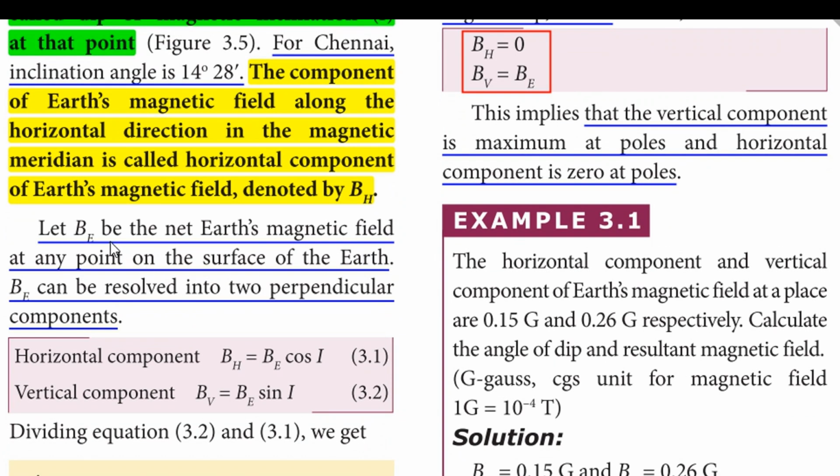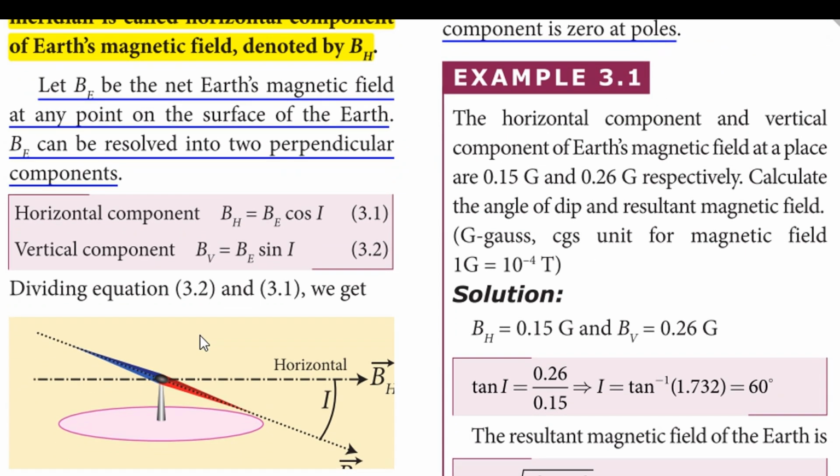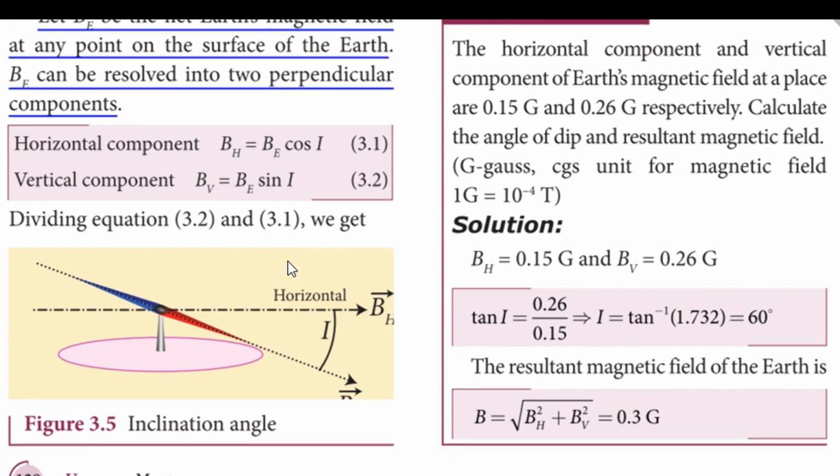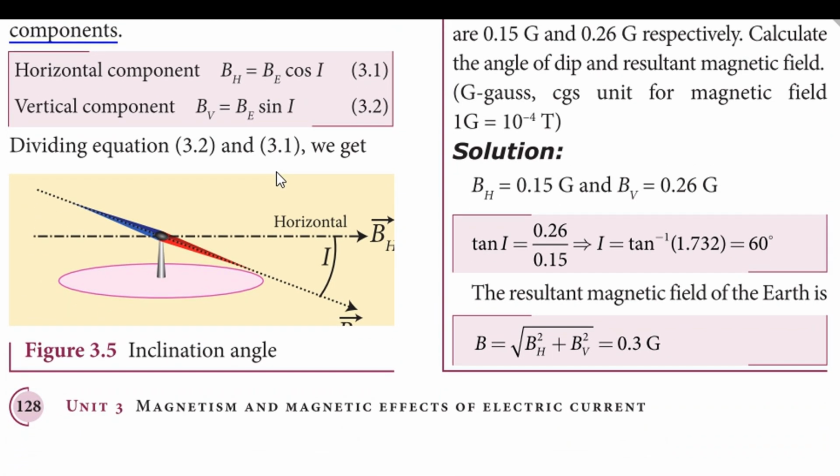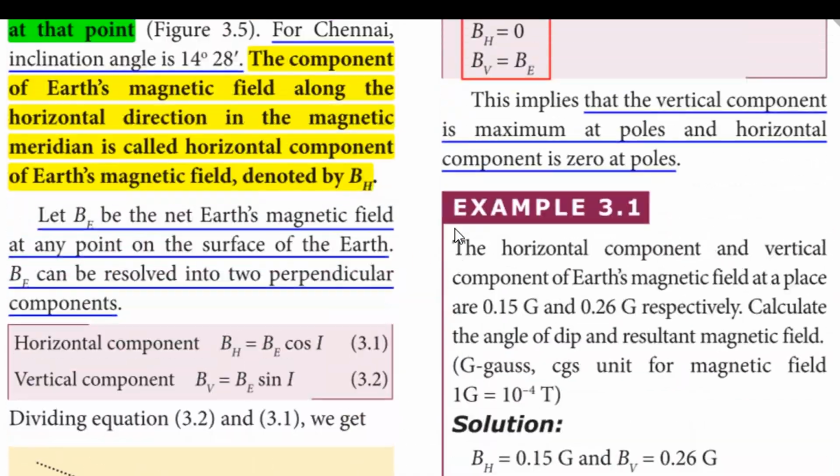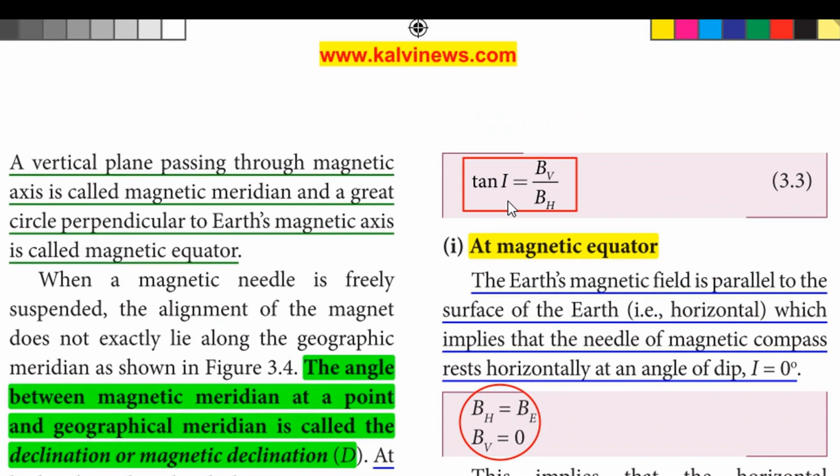Let B be the Earth's magnetic field at any point on the surface of the Earth, and this B can be resolved into two perpendicular components. The horizontal component BH is given by B cos I, and the vertical component BV equals B sin I. Dividing these two equations, we get tan I equals BV by BH.